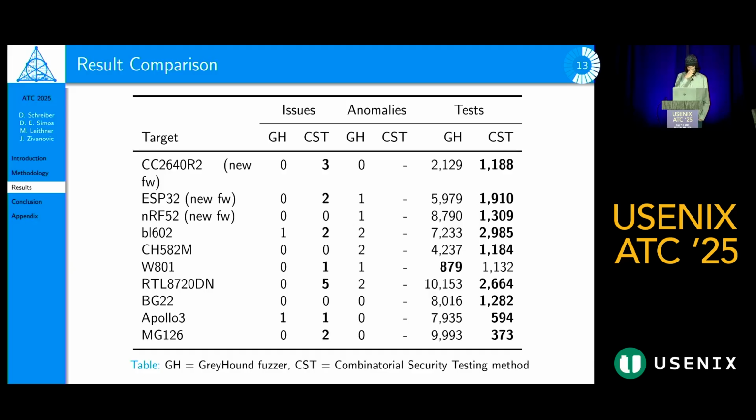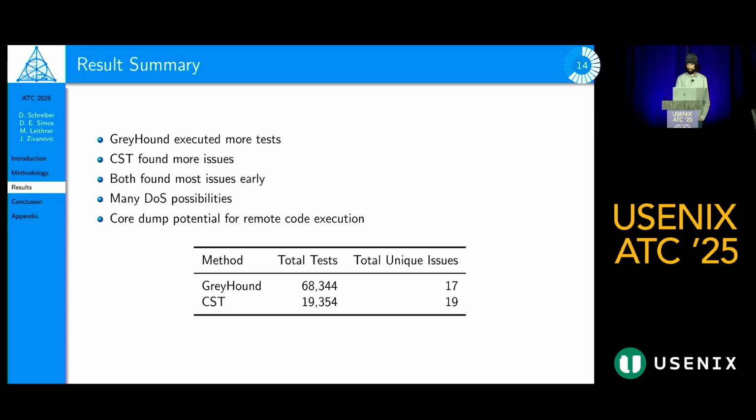So to compare our results, we also tested our suite of test devices using the original version of the Greyhound fuzzer. Here we see the comparison between the 2, with GH standing for Greyhound and CST being our CST approach. As we can see here, the CST tool was most of the time able to detect more issues than the Greyhound fuzzer, but also executed fewer tests while at the same time taking the same amount of time. Also, our tool was not able to detect anomalies, as already mentioned, which is why the column is empty here.